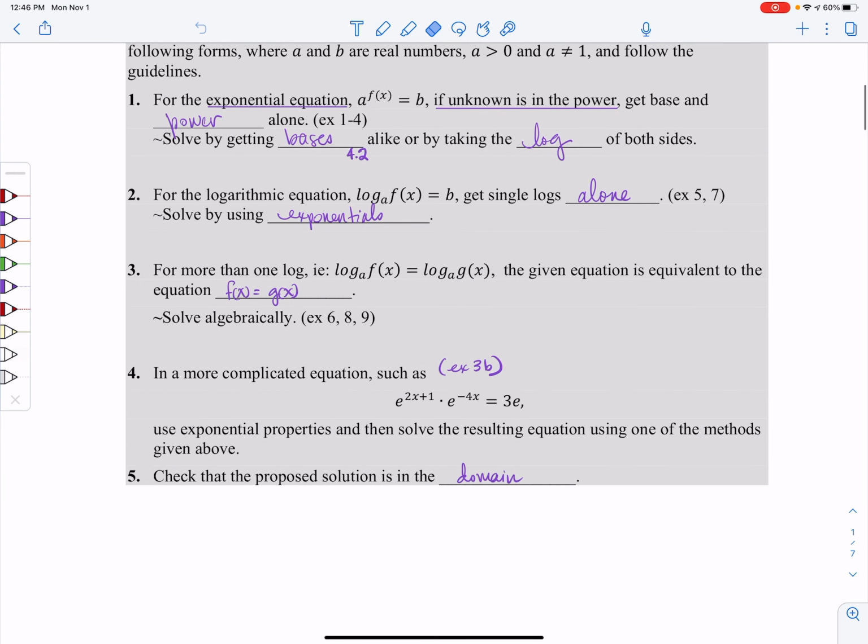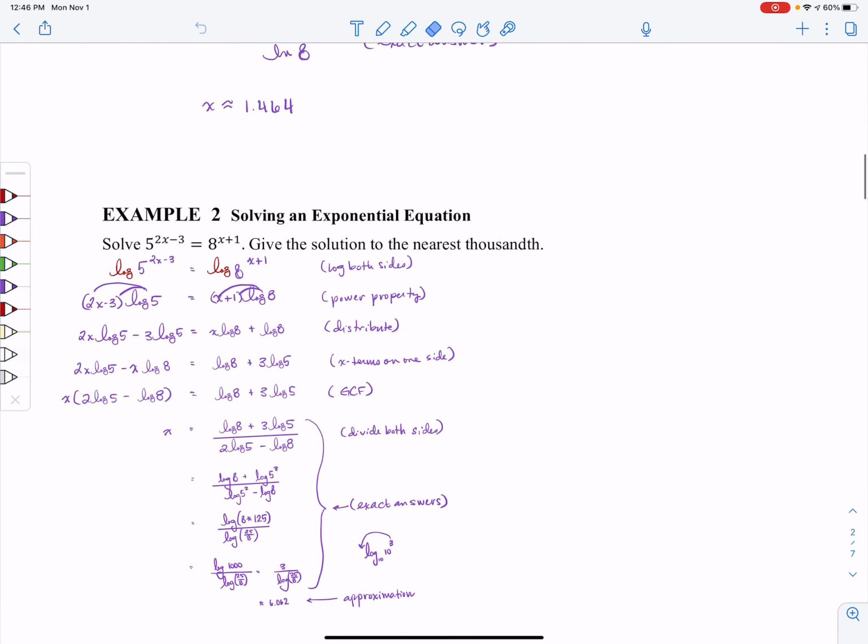All right, so in this particular tip, we're looking at a more complicated equation, something like this right here. And what we're going to do is use exponential properties to be able to solve. And then once we get the exponential properties taken care of, hopefully it'll be in one of these three formats so that we can go back and use either format 1, 2, or 3. So I want you to go down, please, with me to example 3, part B.